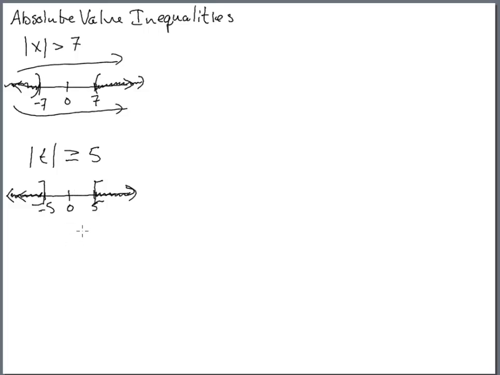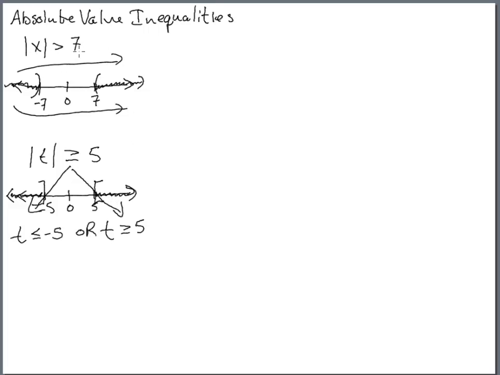So we get this solution. Instead of just breaking it up into two equations like we did with the absolute value equations, it'll break up into two inequalities. The one looks exactly the same. The other one, when you have the negative, it flips direction. So you have this sort of a thing going on.